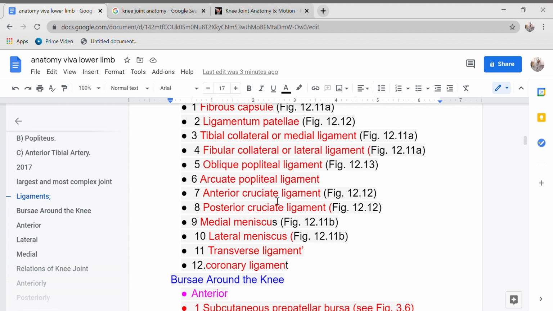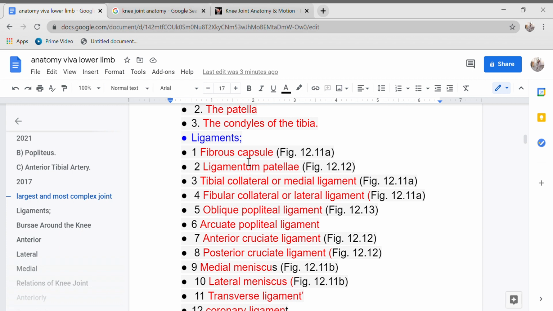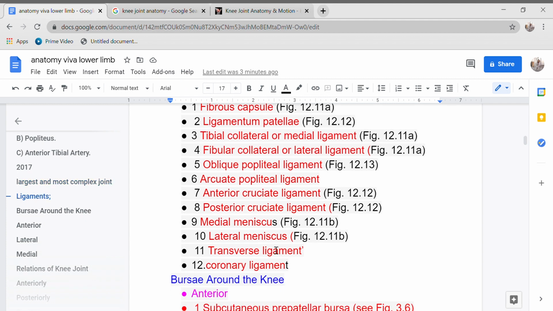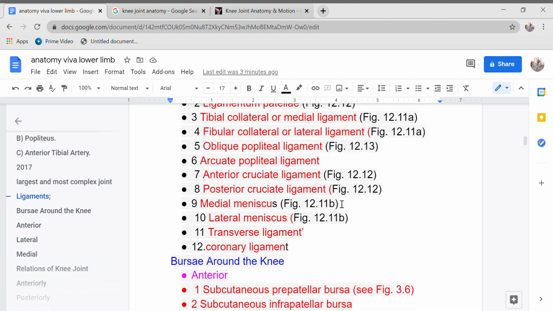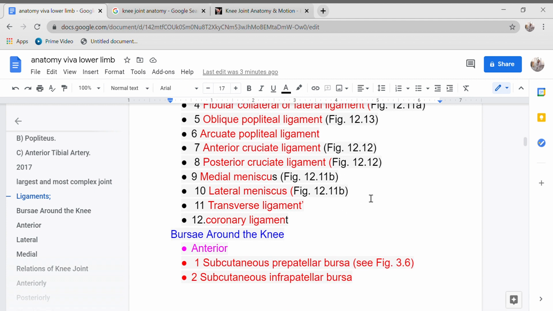So the main ones here are the fibrous capsule, ligamentum patellae, tibial collateral, fibular collateral, then anterior cruciate, posterior cruciate, medial meniscus and lateral meniscus. The supplementary ones are the oblique popliteal ligament, arcuate popliteal ligament, transverse ligament, and coronary ligament. These are the secondary ones.